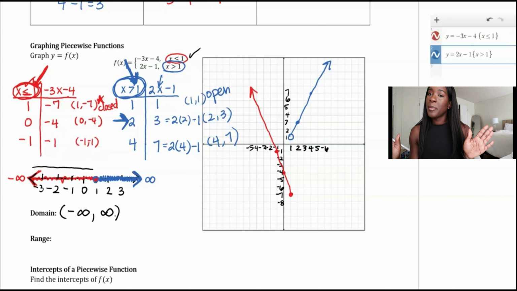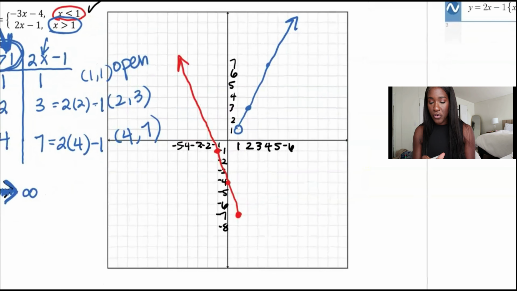Don't be that person that always says it's all real numbers. That's not true. Now let's look at the range. The range is a little bit trickier because to determine the range, you need to be looking at the graph. So I'm going to zoom into the graph of this piecewise function. Range deals with y values. So what y values does the graph cover?